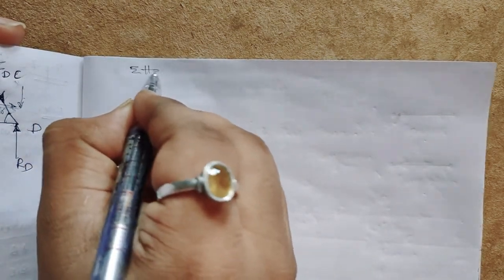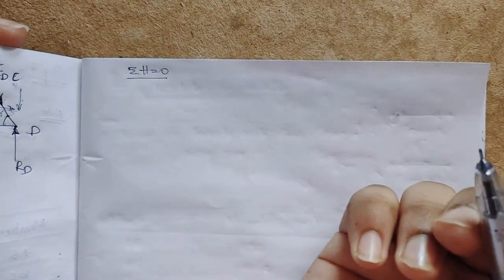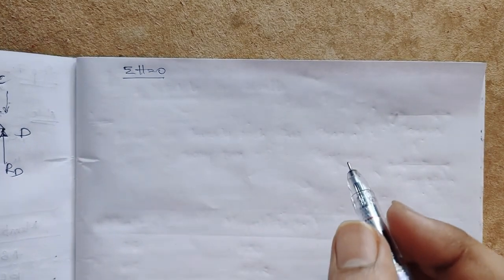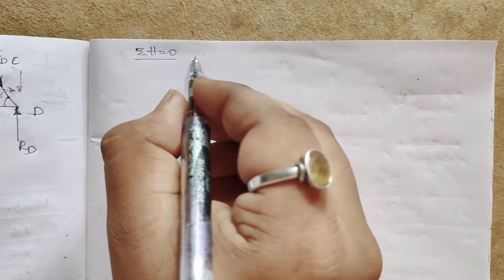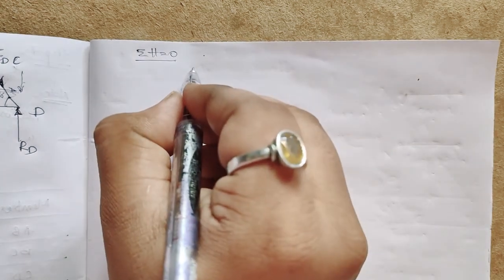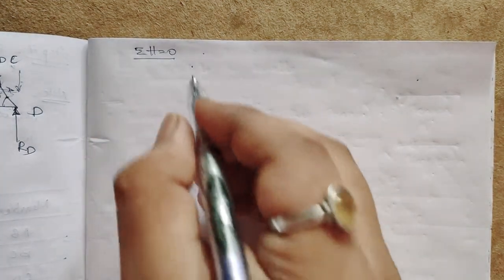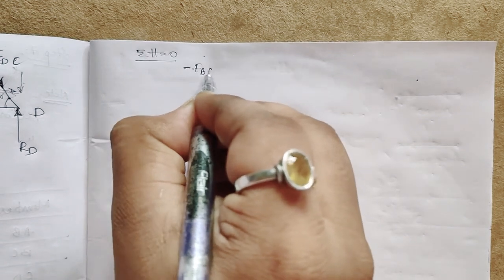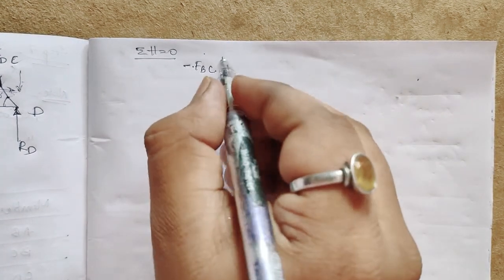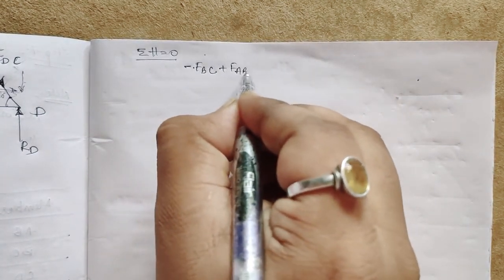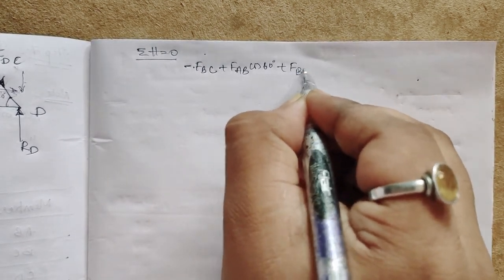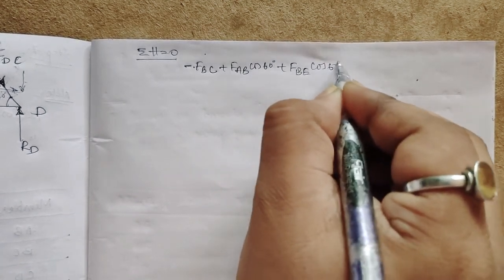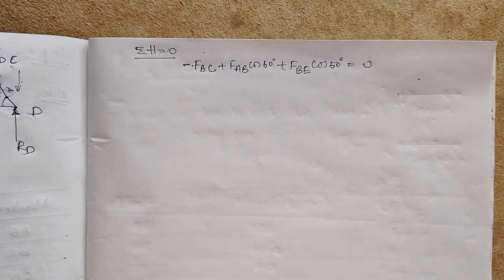summation of horizontal forces equal to 0, taking left to right as positive. I'll take directly, FBC is there. I'll write directly the consequences, that is minus FBC, then plus FAB cos 60 degree plus FBE cos 60 degree is equal to 0.